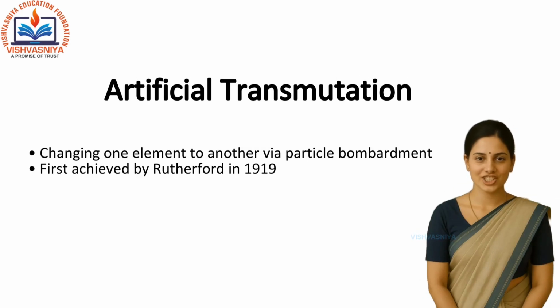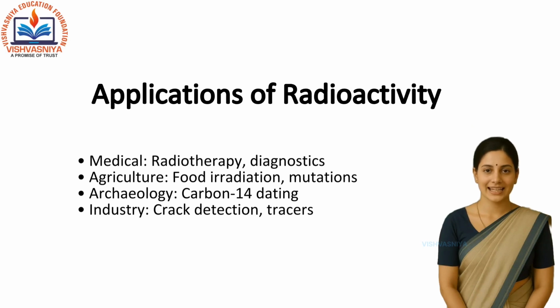This is how we change one element into another by bombarding it with particles. It was first done in 1919 by Ernest Rutherford. He changed nitrogen into oxygen. That's modern alchemy. Let's talk about how we use radioactivity. Medicine: cancer treatment, diagnostic scans using isotopes. Agriculture: food sterilization, creating better crop varieties. Archaeology: carbon-14 dating of fossils. Industry: detecting leaks, studying metal structures.